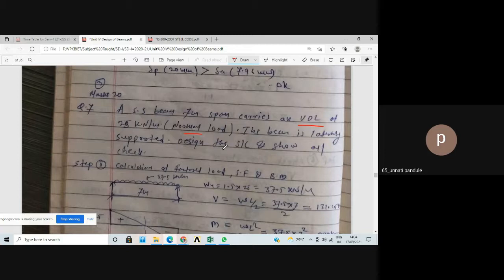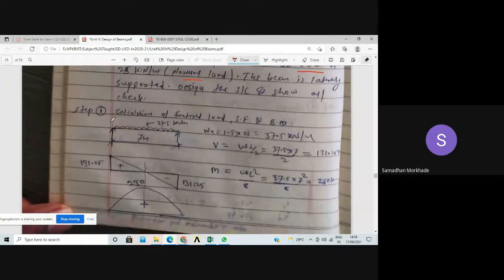The beam is simply supported, the span is 7 meter. The beam is subjected to only UDL. No point load is acting, and the given load is the working load. The condition is that it is laterally supported. Now, step number one. First of all, we have to calculate factored load, shear force, and bending moment. So factored load is equal to 1.5 into working load. Working load is 25, so factored load is 37.5 kilonewton per meter.